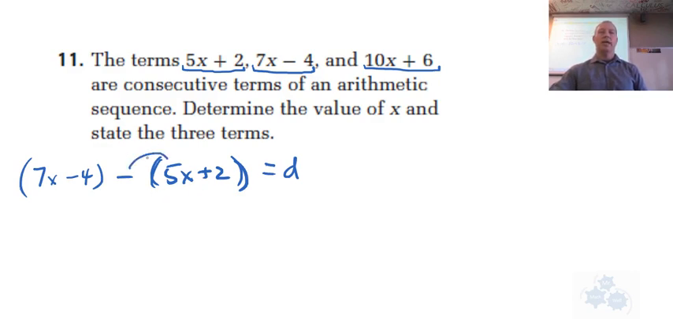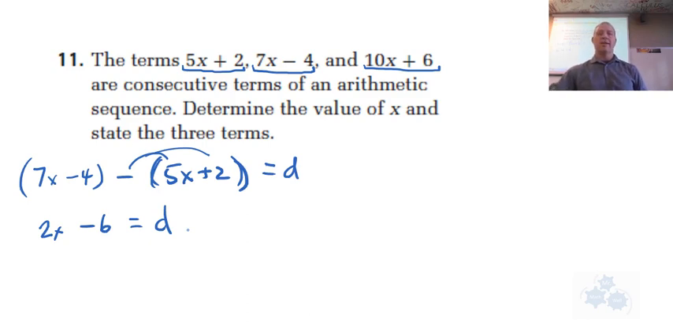That means this negative sign distributes. So 7x minus 5x is 2x, and negative 4 minus 2 is negative 6. Does that make sense? So this is the common difference. How does that common difference work?